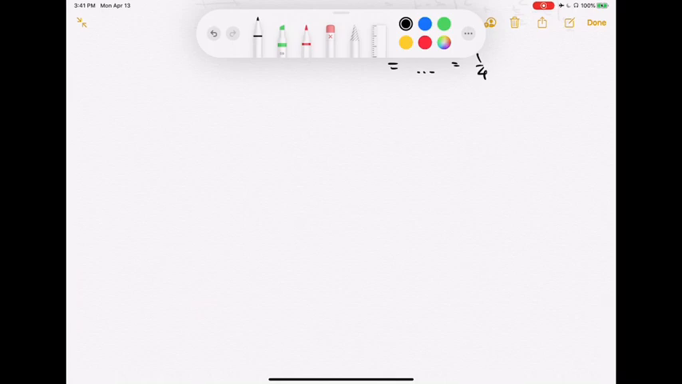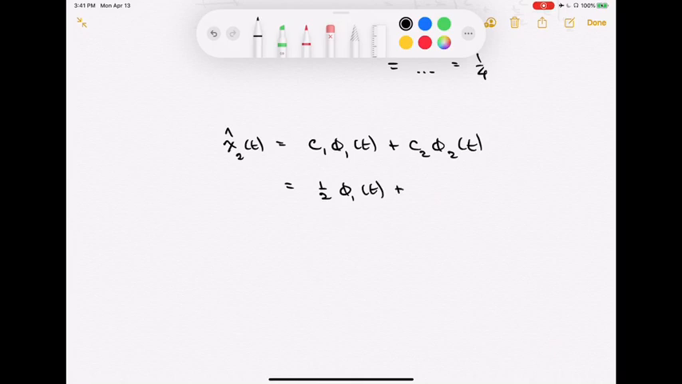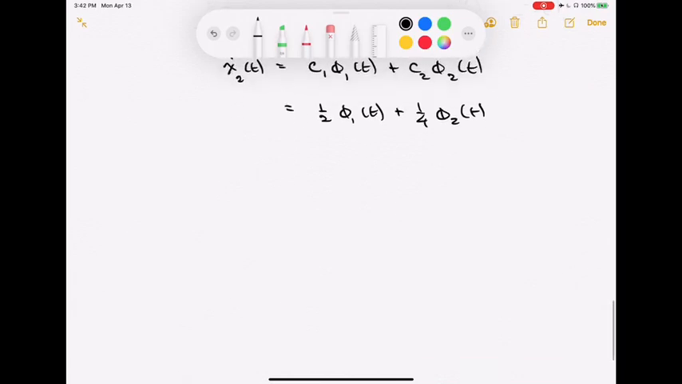We're almost done. I get x hat 2 of t, which is equal to c1 phi1 of t plus c2 phi2 of t. Well, c1 was a half, so I'm going to get a half of phi1 of t, and c2 was a quarter, so I'm going to get a quarter phi2 of t. If I plotted that out as well as my original signal, I think I'm going to start getting an idea of why this works and why it was a pretty good estimate.